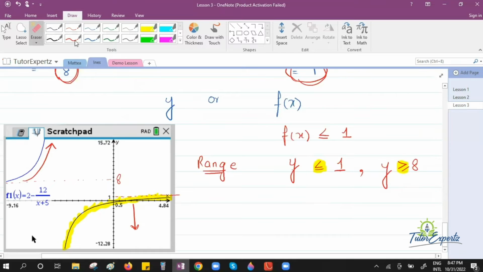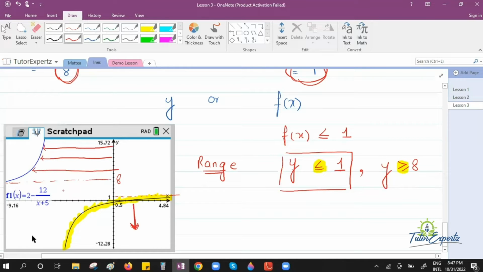Because my values remain less than 1 for the graph, hence I will use y less than equal to 1. And for this part of the graph, my values are greater than 8. So if this is 8, this value will be some value above 8. This value will be some value above 8. This will be more above 8. This will be above 8 as well. Hence, all my values will remain above 8. That is why my graph will be y greater than equal to 8.